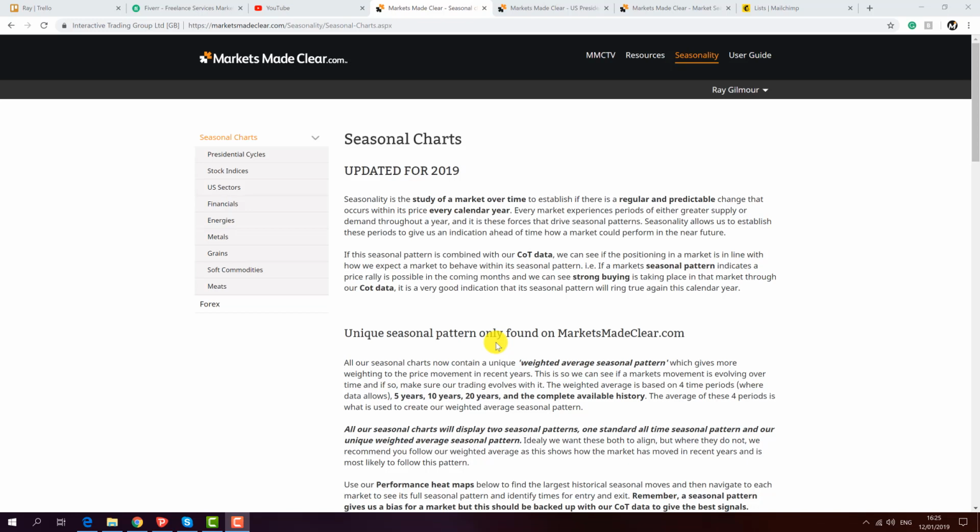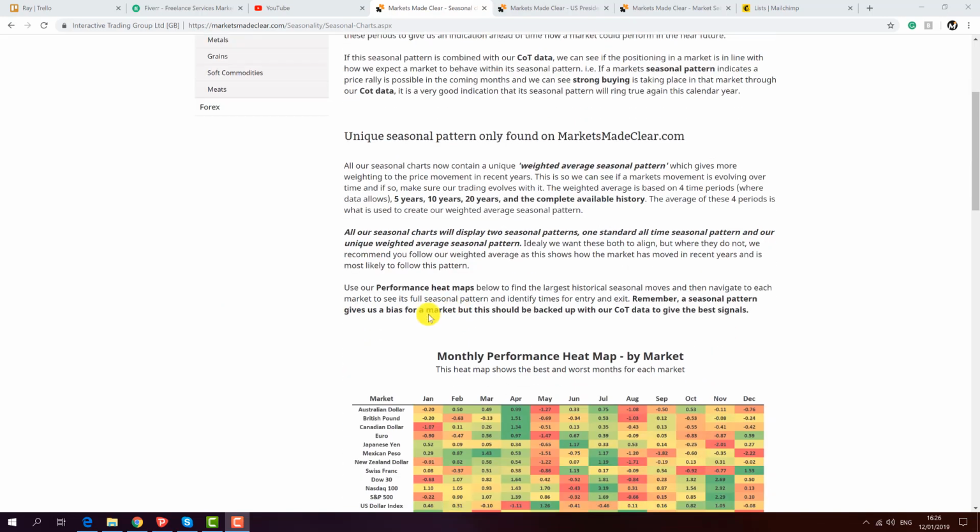So in this video I'm going to show you how I start to prepare for the seasonal moves we can expect to see through the course of the year. Now to do that I'm going to be using the heat maps that you can find on the seasonal section of our website. I will just scroll down.